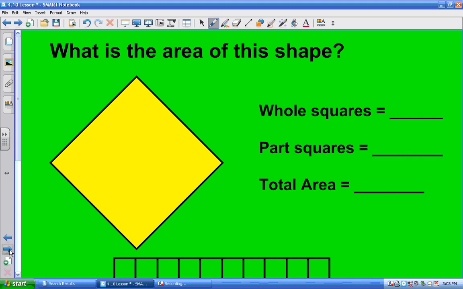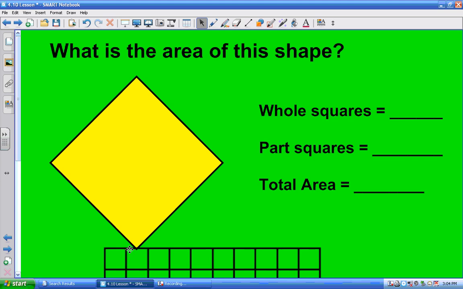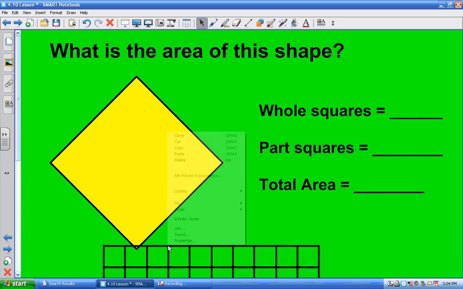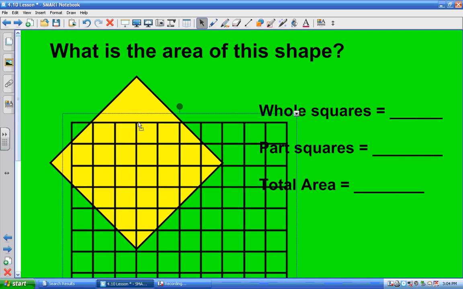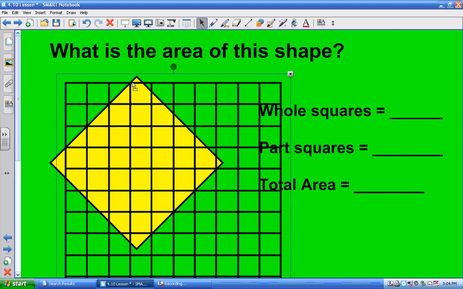We need a grid. So we're going to grab the grid, right? Oh, you can do this? I can do this. All right, come up here, Ethan. You do it. All right, so now, just drag it with the pen. There you go. Drag it up, put it on top. See if you can line it up in a way that'll help you.